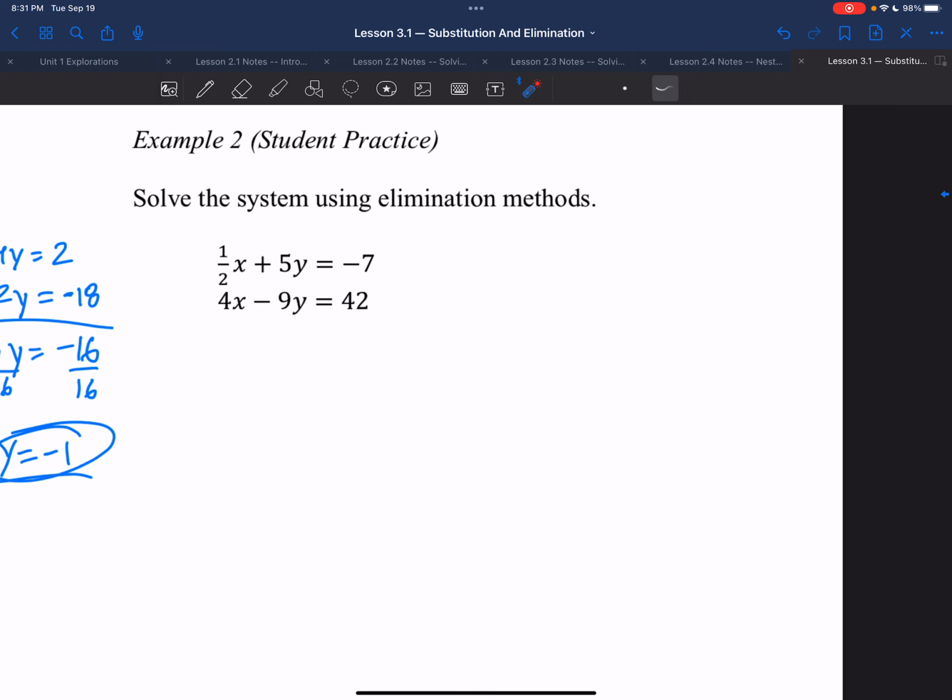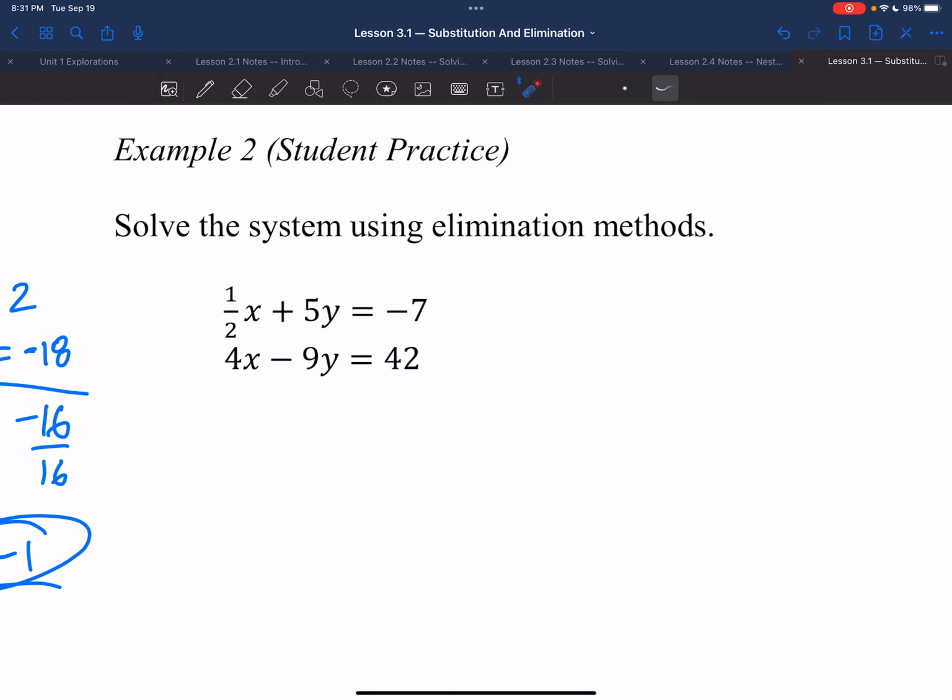Okay, so I'm going to work example 2 now. Again, you're welcome to pause the video and work through this. Now, I have a task. I want to eliminate a variable. And I say to myself, well, I've got 1/2 x and I've got 4x. So I could try to make these match somehow. I also have 5y and negative 9y.